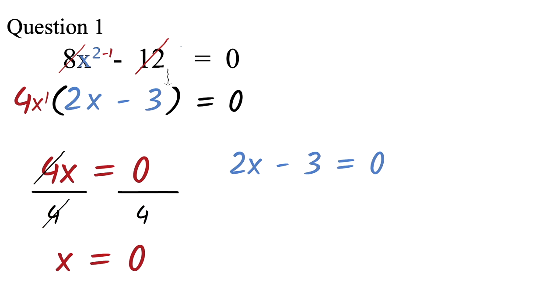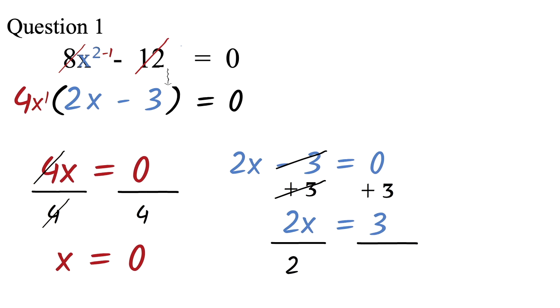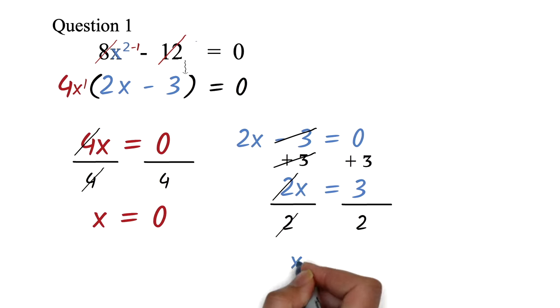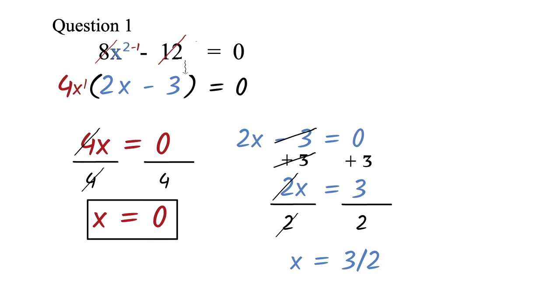For the 2x minus 3 equals 0, we first add 3 to both sides. The 3 will cancel out. 0 plus 3 is 3. Next, we divide by 2. The 2 will cancel out. 2 cannot divide 3 without a remainder. So you'll have x equals 3 over 2. So our answers are x equals 0 or x equals 3 over 2.